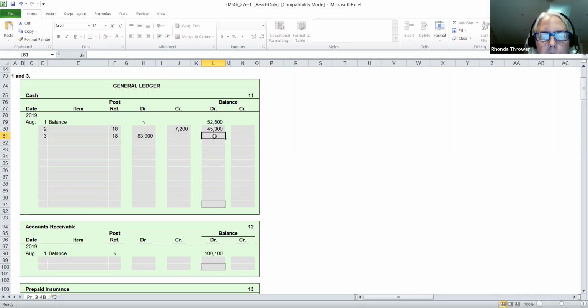I'm going to take my previous balance. I'm going to enter a formula in. Take your previous balance, which was $45,300. This time we debited cash, which means that we added to our asset account cash. We added the amount of $83,900. I'm going to hit enter, and that entered a formula there, which added this previous balance and this balance together to get your new cash balance. Then I would pick up my account number, which is 11.